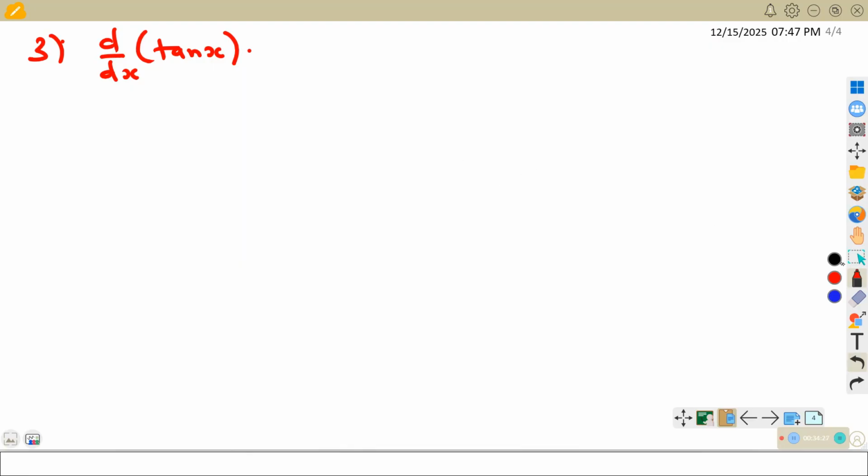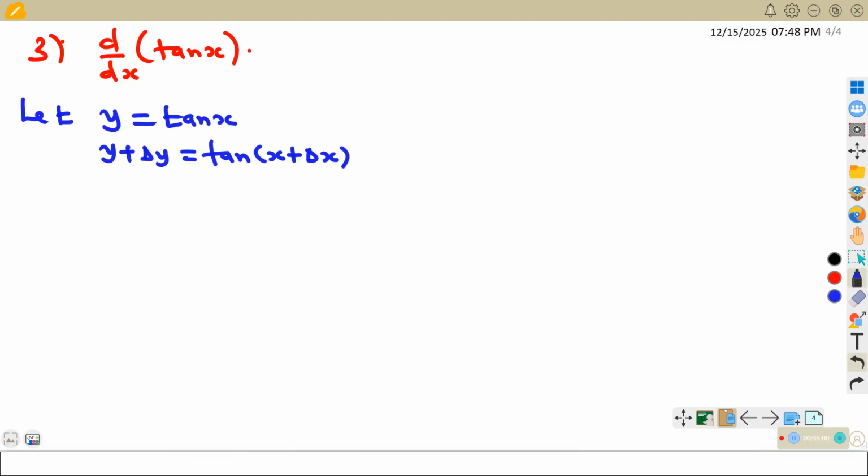To look at this, we shall follow similar procedures. One, we shall let y be equal to tan of x. If y is equal to tan of x, an increment in x brings about an increment in y. So y plus delta y is equal to tan of x plus delta x.